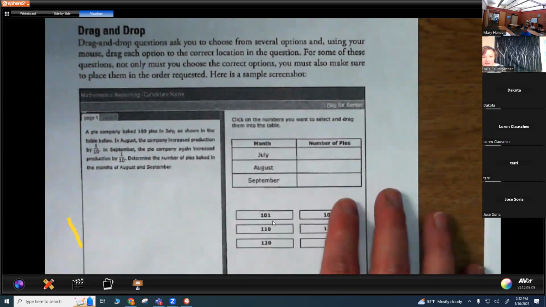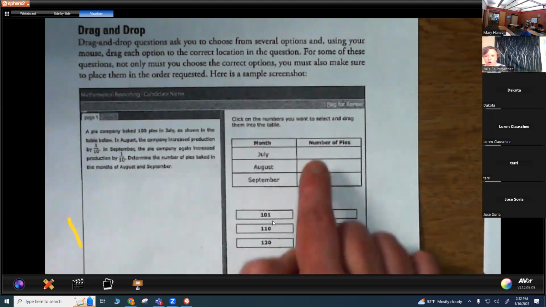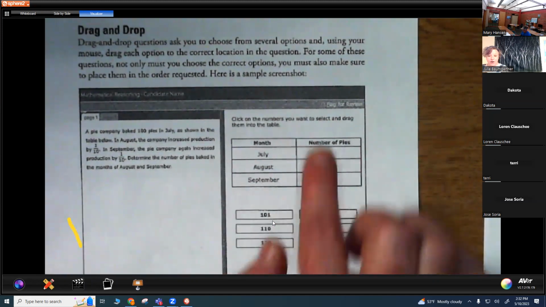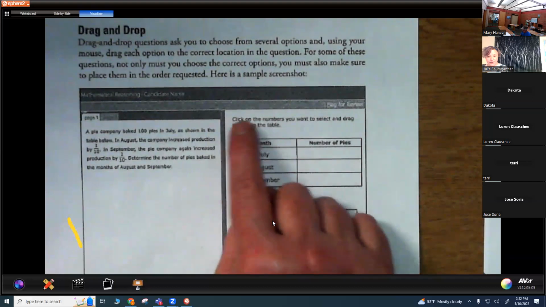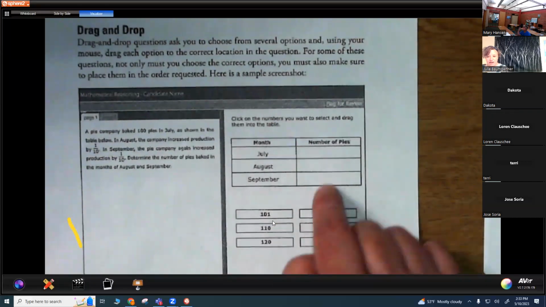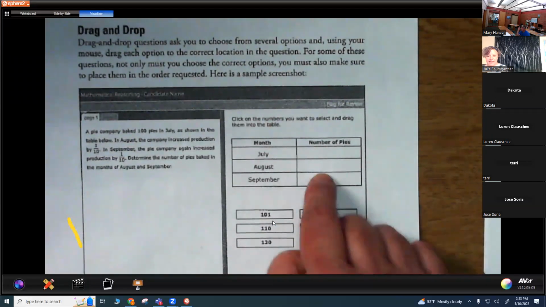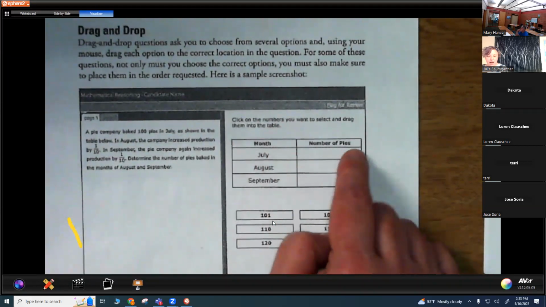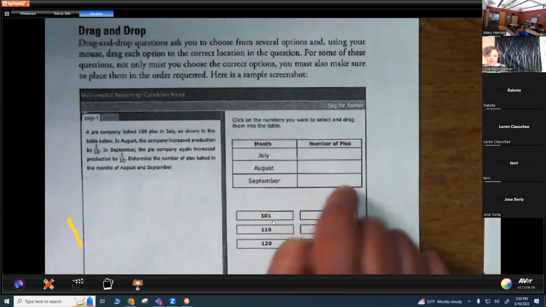Let's look at the sample problem here. Once again, when it appears on the screen, you can say, okay, it looks like I need to click the numbers and drag them into the table. So it looks like I need to figure out how many pies for these 3 months.